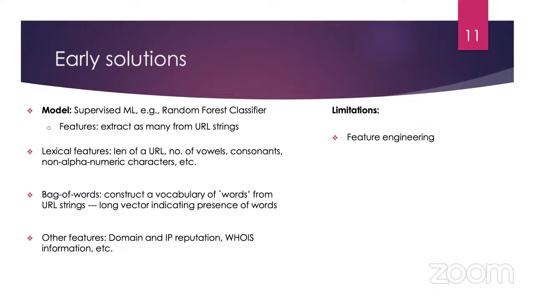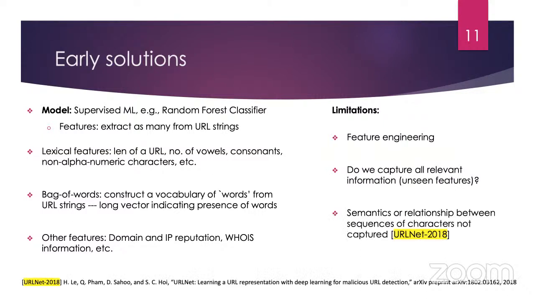Clearly the limitation of this set of models is that you need to engineer features, and we do not know whether we have captured everything we would want to capture from URLs. For example, these features do not capture the semantics, the relationship between characters from the beginning of the string and the end of the string, right? So that might not be captured.